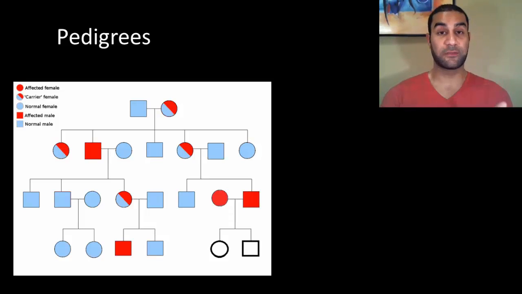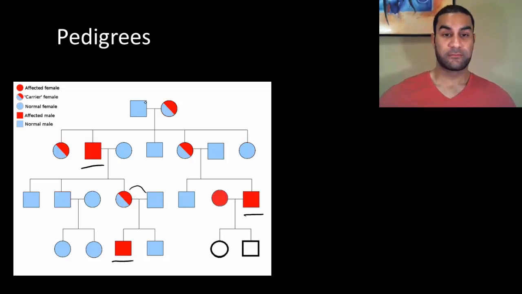Again, to figure out if something is dominant or recessive, you can see that it skips generations. In this case, we have individuals that are affected. This happens a few times. We have an affected individual whose parents are both unaffected. Even if they're carriers for the trait, they're both considered unaffected for that particular trait. So we know this is a recessive trait.